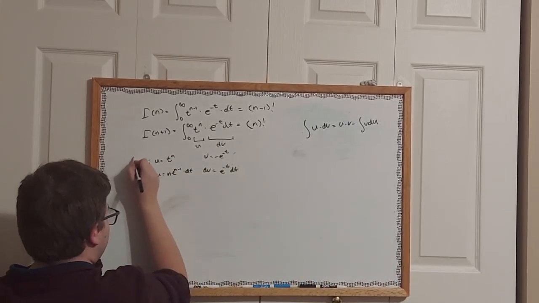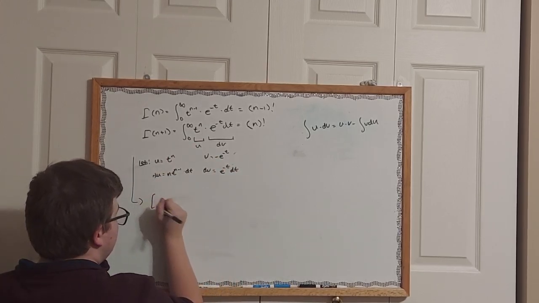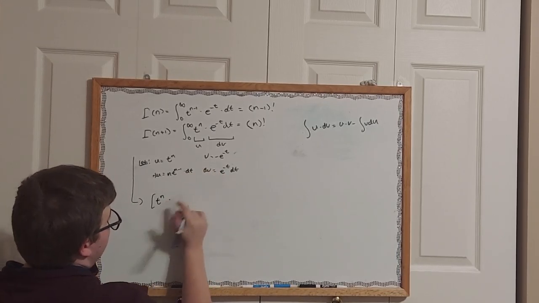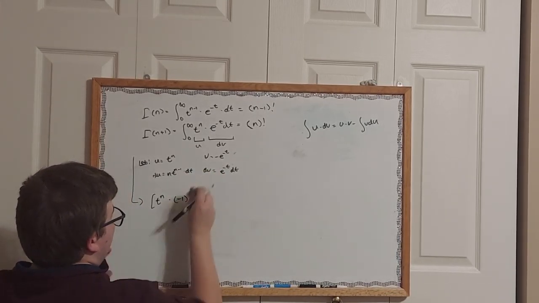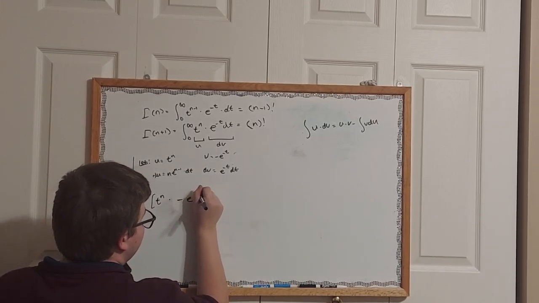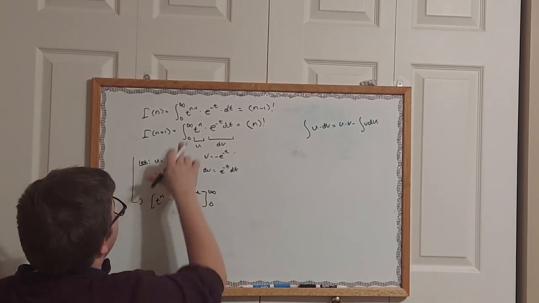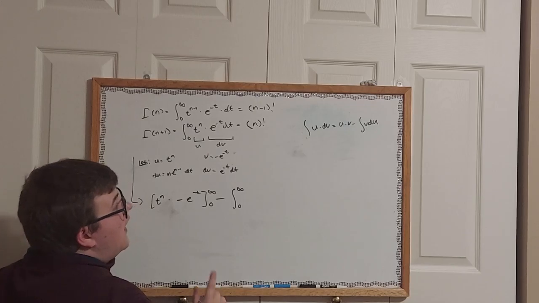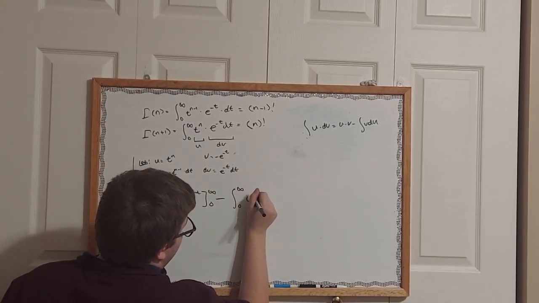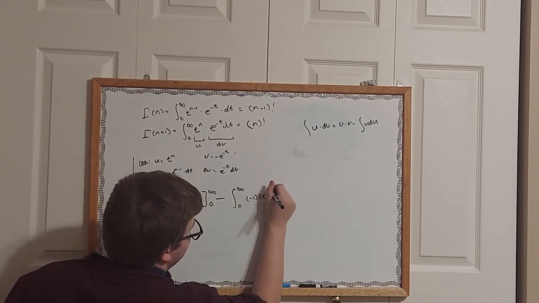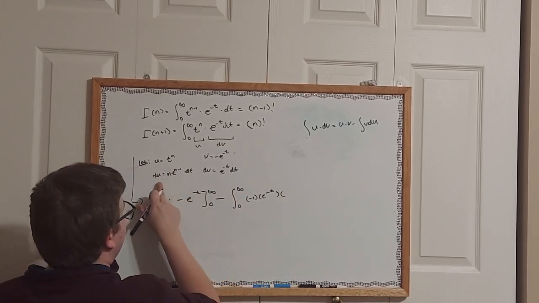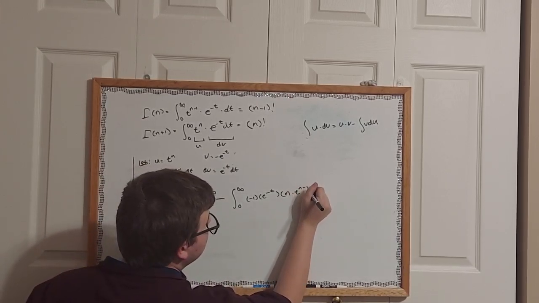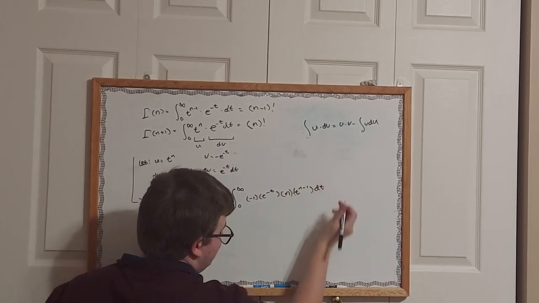So now we can rewrite this as u times v, so t to the n times negative e to the negative t, evaluated at 0 and infinity, because those were our original bounds of integration, minus the integral from 0 to infinity of v du. This time I am going to write a negative 1, e to the negative t times du, so n times t to the n minus 1, and really there should be parentheses here, all with respect to dt.